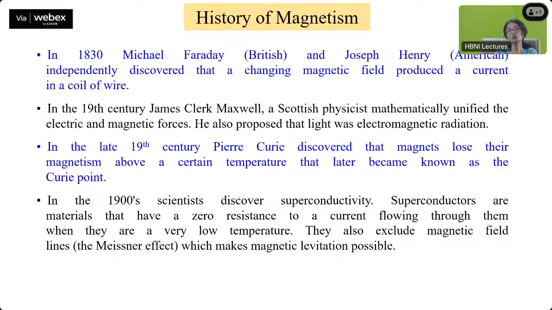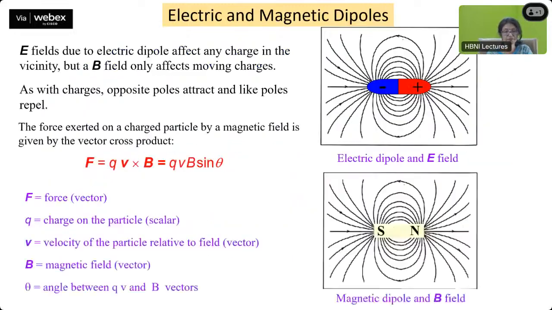So superconductors are what? They are materials which have zero resistance to a current flowing through them at a very low temperature. They also exclude magnetic field lines, which is known as the Meissner effect, and this makes magnetic levitation possible. So all these bullet trains which are running on magnetic levitation, it is thanks to this superconductivity.